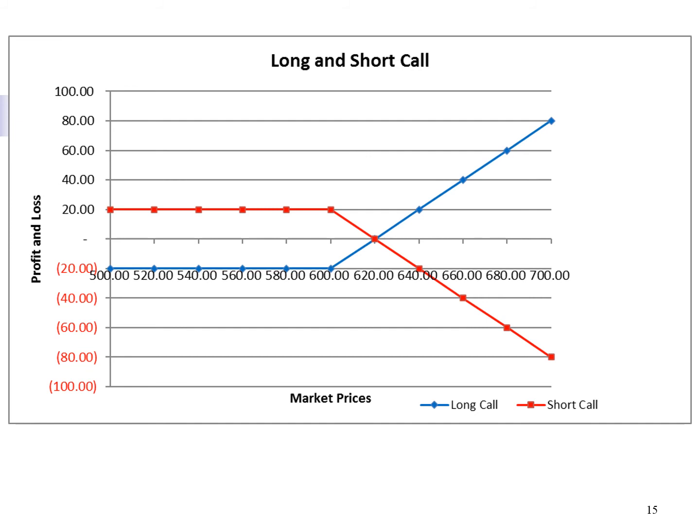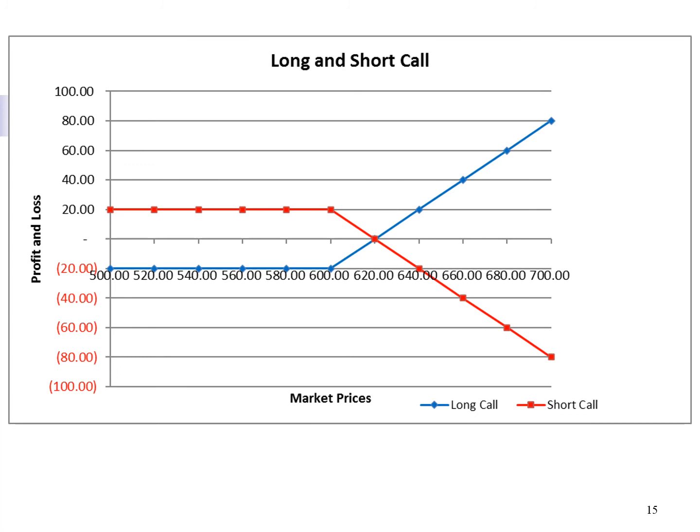For market prices above $620, the call buyer's profit per share will rise dollar for dollar with the market price. The call buyer's profit potential is unlimited when the underlying stock price rises above the break-even price. The call buyers have unlimited profit potential with limited loss potential.